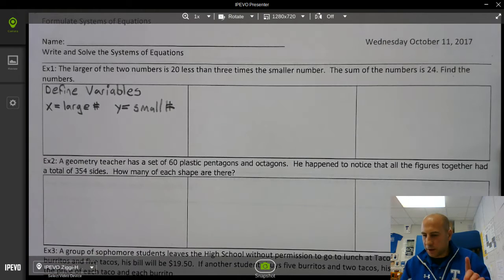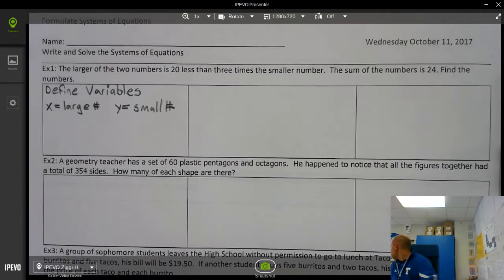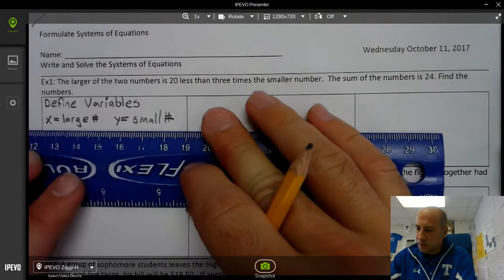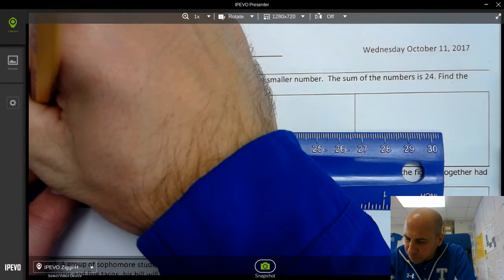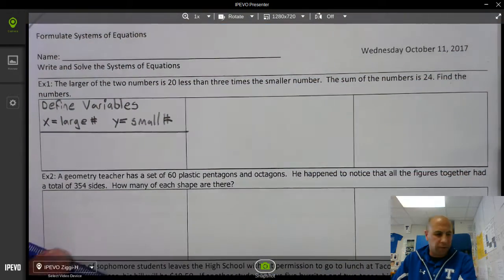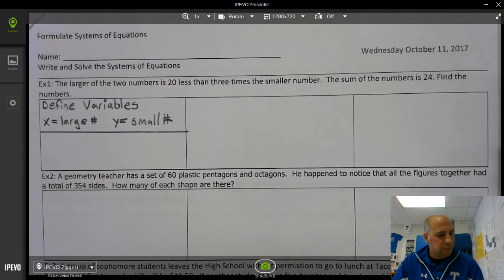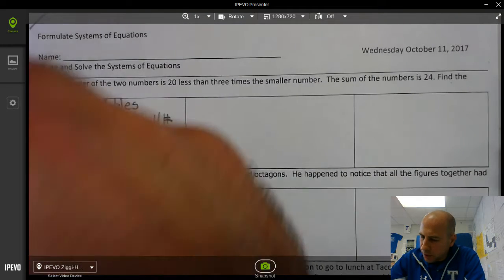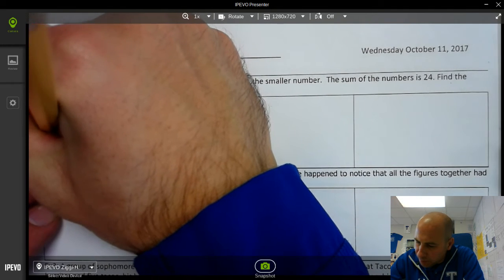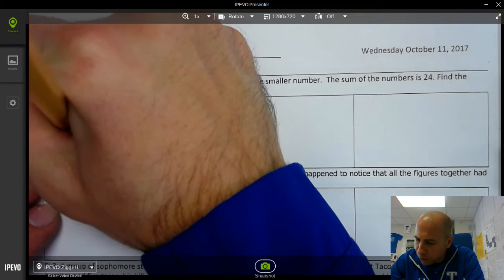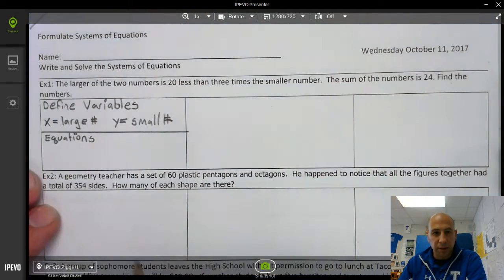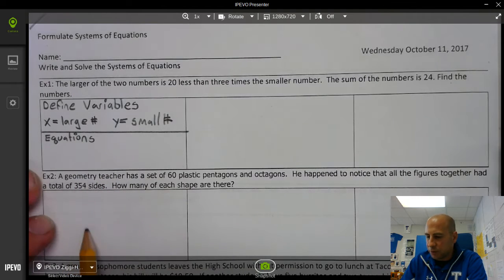All right, and let me get a ruler and I'll be right back. All right, so we've defined the variables. Next step is write the equations. So here, we're going to write the equations. Again, I'm only going to do this once, labeling like define variables, equations, but you might just do that throughout the assignment, okay?